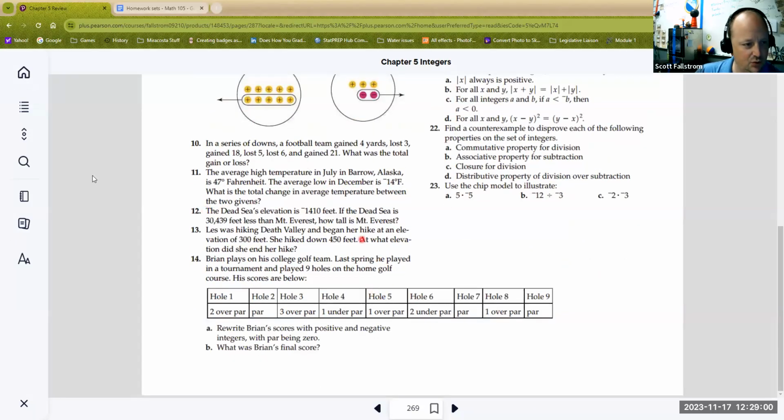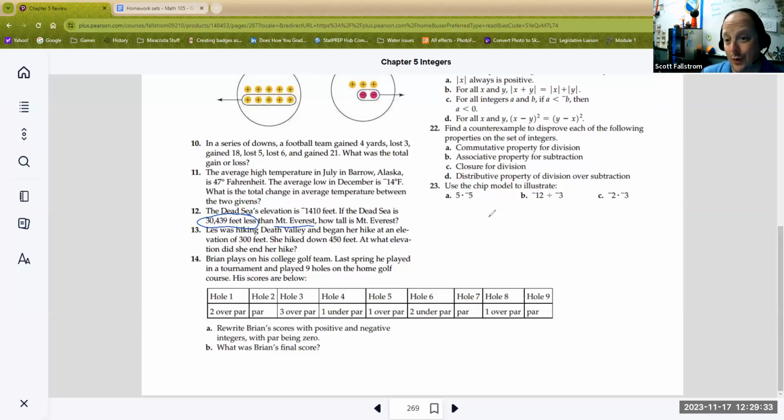Question 12 is the first one, and the Dead Sea's elevation is negative 1,410. Wow. 1,410 feet below sea level. If the Dead Sea is this many feet less than Mount Everest, how tall is Mount Everest? Well, let's see if we can get there. Okay, Dead Sea is this many feet less than Mount Everest.